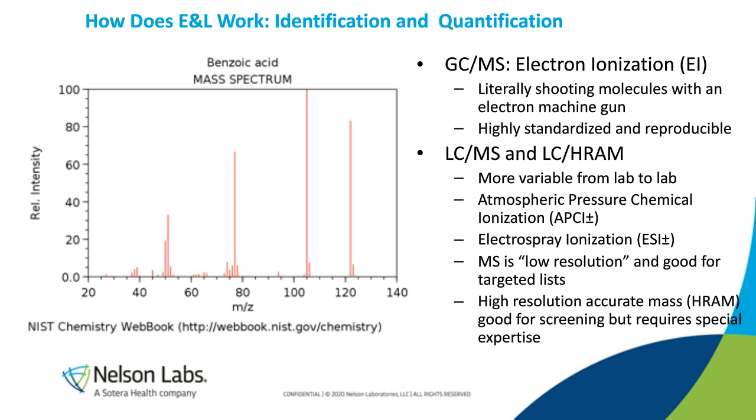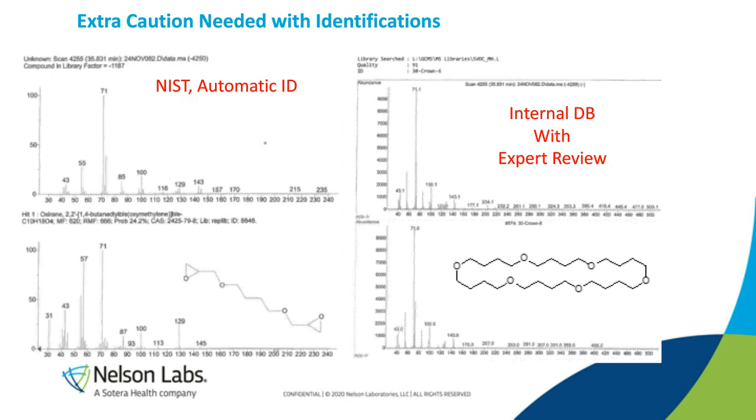And so just to shed some light on where the FDA has been concerned with this process, I think that where they primarily have some heartburn is when only an automated identification is made to a big public database. For example, in the upper left-hand corner of this slide, there's a mass spectrum of a compound that was found in an extractables analysis. And you can feed these mass spectra and retention times into software like ChemStation or other ones similar to that.